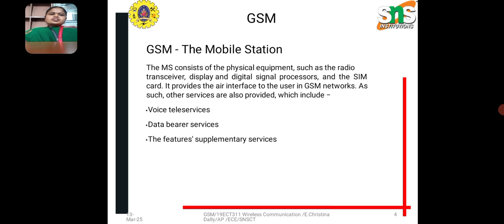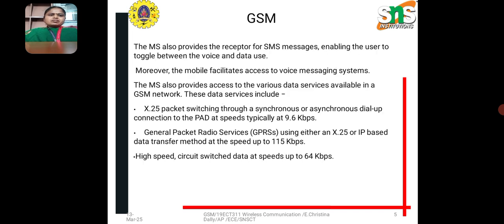So what is the function of the mobile station? It uses physical equipment such as radio transceivers, signal processors, and SIM cards. Here it provides the air interface to the user. At the same time, it includes services such as voice teleservices, data bearer services, and the last one is supplementary services.